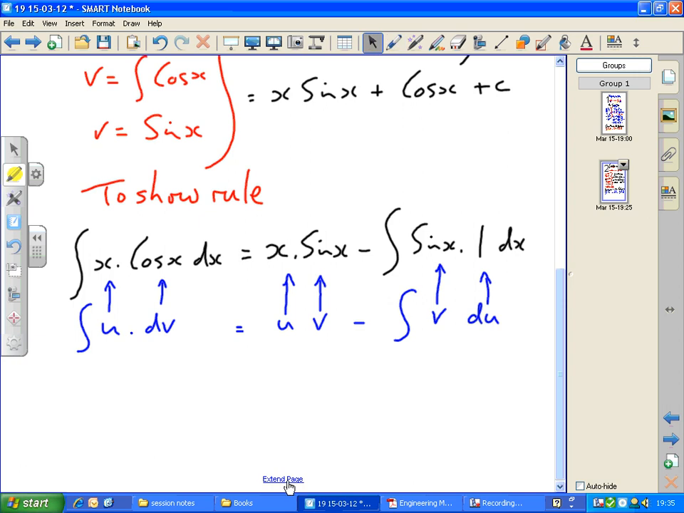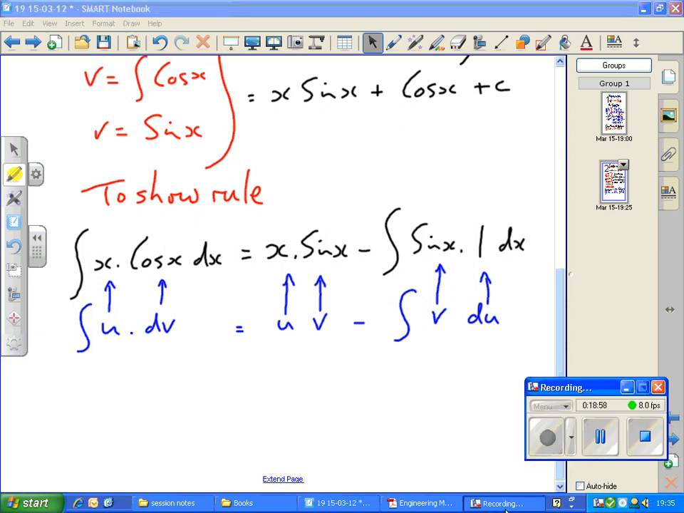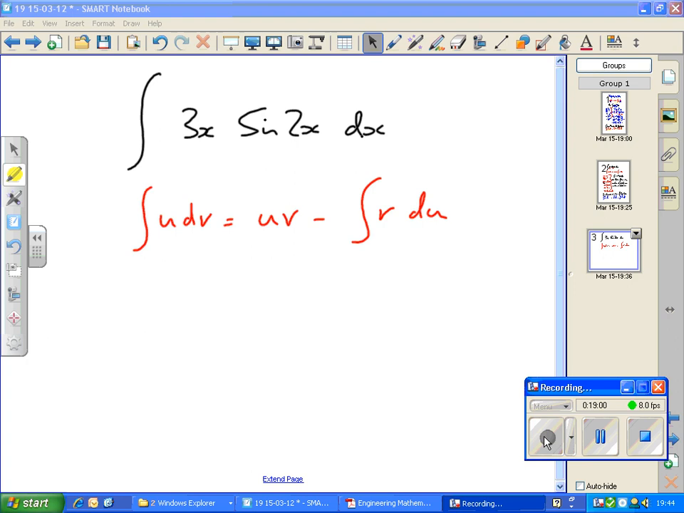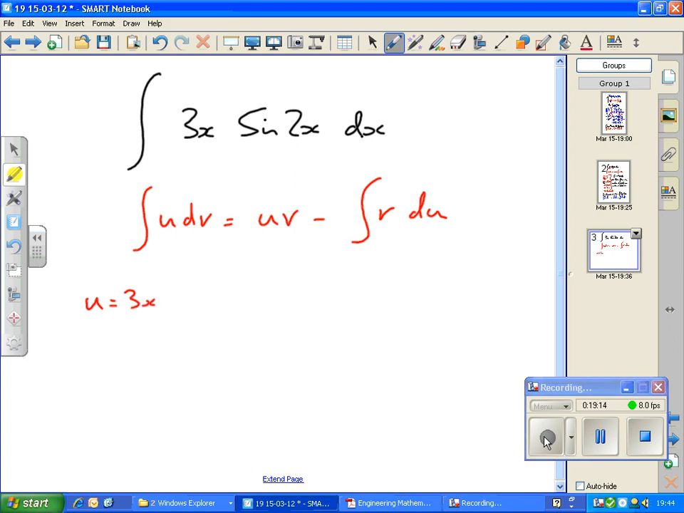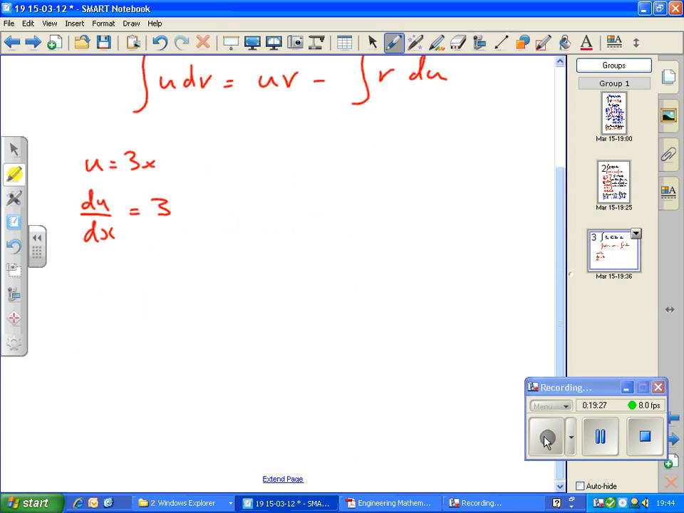And at that point we see that it becomes an integral we can do because one of the x's has disappeared. So, we let u equal 3x because when we differentiate the u, that's going to leave just 3, so the x has disappeared, which is good news. So let u equal 3x. Whatever we let u be, that's what we differentiate. Differential of 3x is just 3. So if we let u equal 3x, then dv must be sine 2x.